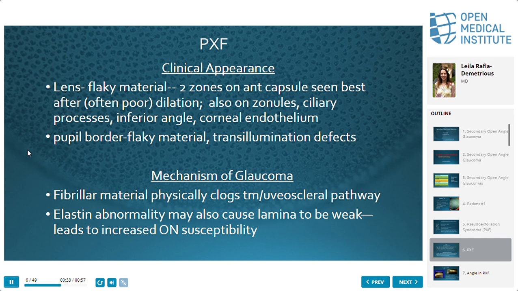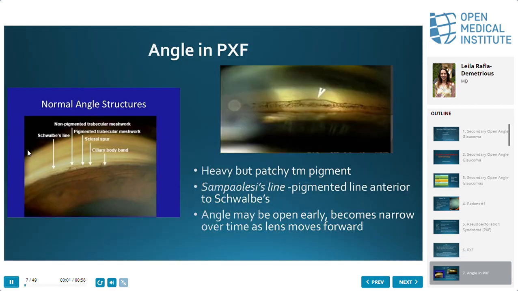One is a direct deposition of the fibrillar material within the trabecular meshwork and uveoscleral pathway. And also the elastin abnormality can cause the lamina to be weak, so it does lead to increased optic nerve susceptibility. So again, just to look at the picture of it, it's a really super classic picture with the peripheral flakiness and then the central zone. So why do we even care so much about pseudoexfoliation? Well, it's a pain to deal with.